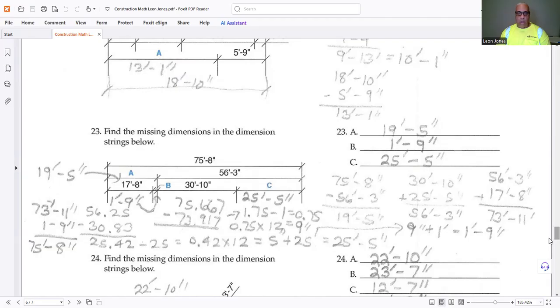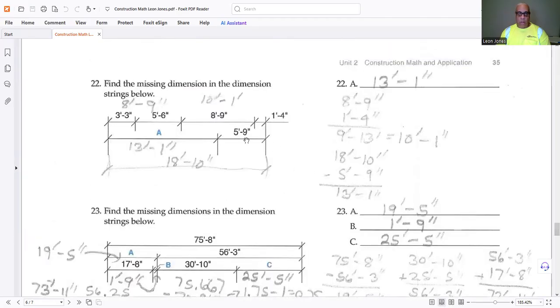And going back up here, you would do the same thing. You have all these dimensions, you add them up, you get 18 feet 10 inches. Once you add all these dimensions up, well, to find A, you would take your overall dimension and you subtract the known dimension to get the unknown. That's how you do it. Very, very simple.